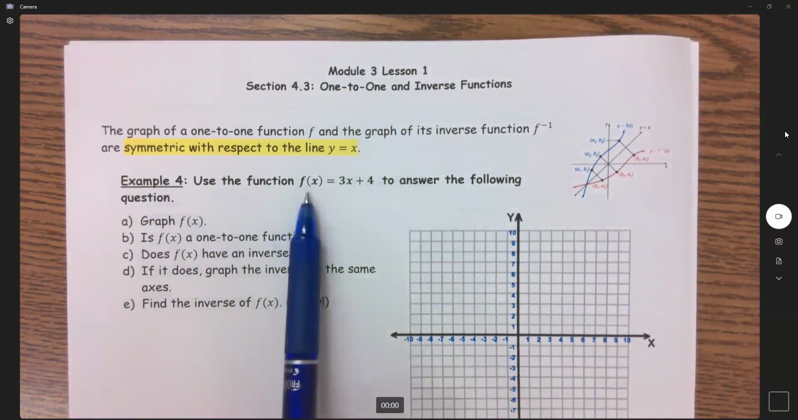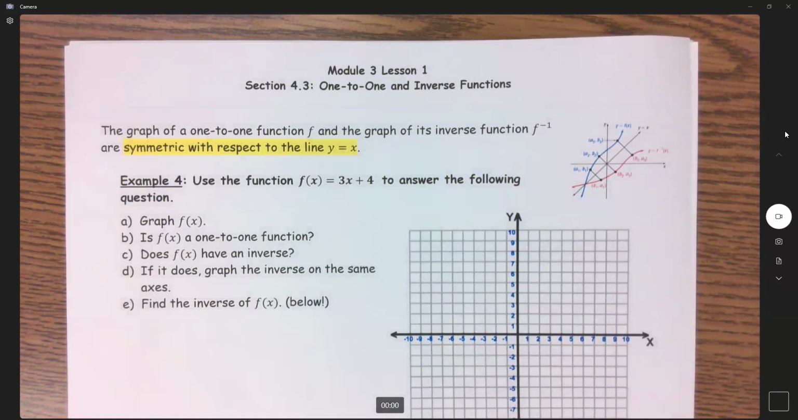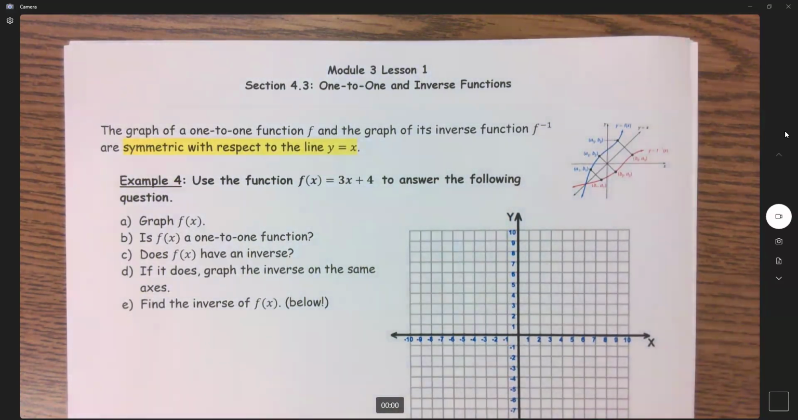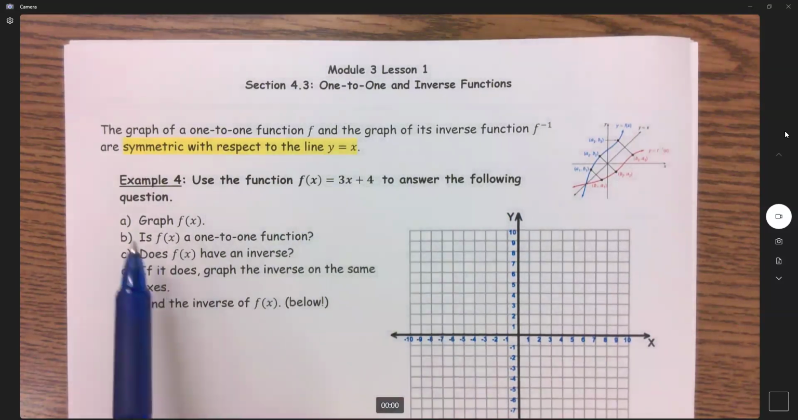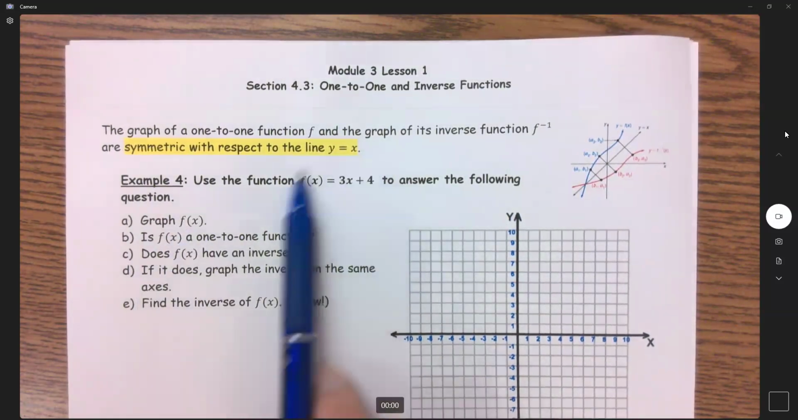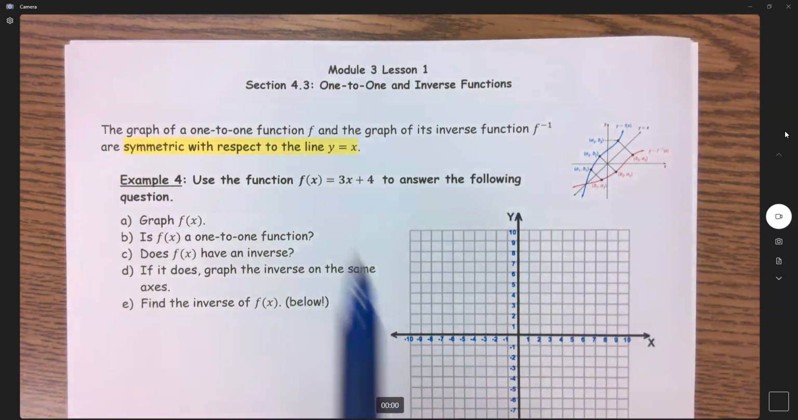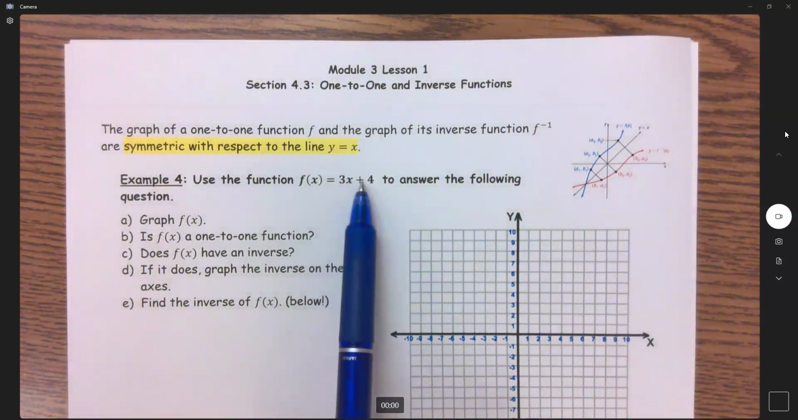But in example 4, we have right here a linear function. So we're going to graph its inverse a little bit differently on example 4 than we do on examples 5 and 6. And you'll kind of see what I mean. But on this one, the first thing that we're going to do is simply graph this. Now, because this is a line, we should know how to graph this function. This is my y equals mx plus b.